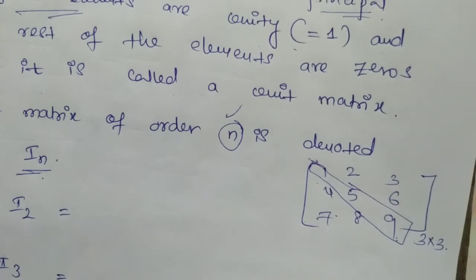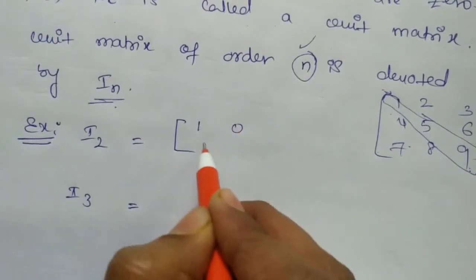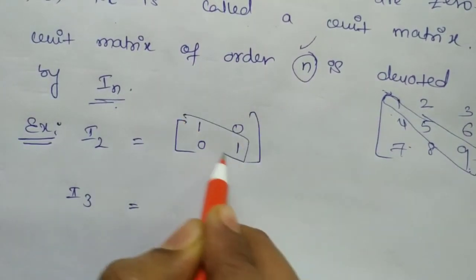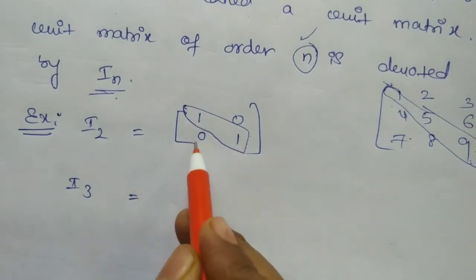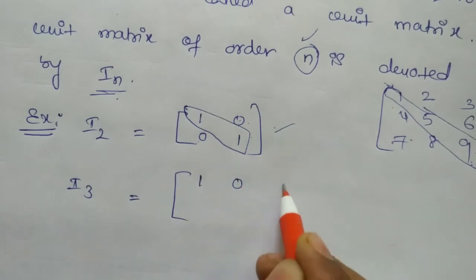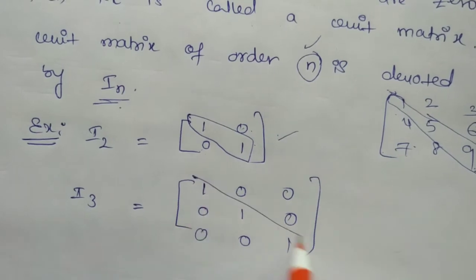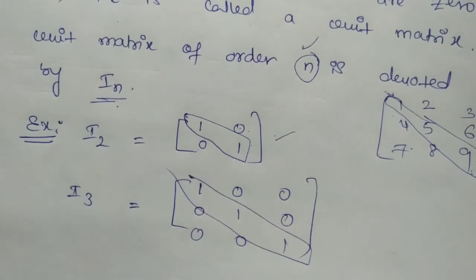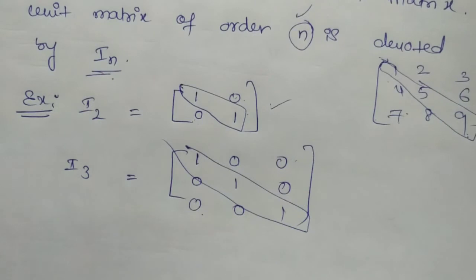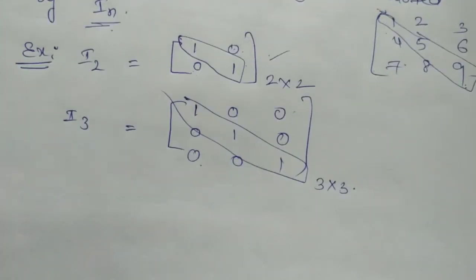So here I am taking one example of identity matrix, that is I2. I2 is nothing but a 2 by 2 square matrix. So that is 1, 0, 0, 1. Here principal diagonals are 1 and 1 and the rest of the elements are zeros. Next I3: 1, 0, 0, 0, 1, 0, 0, 0, 1. Here also principal diagonals are 1 and remaining elements are 0. So this is 2 by 2 matrix and this is 3 by 3 matrix.